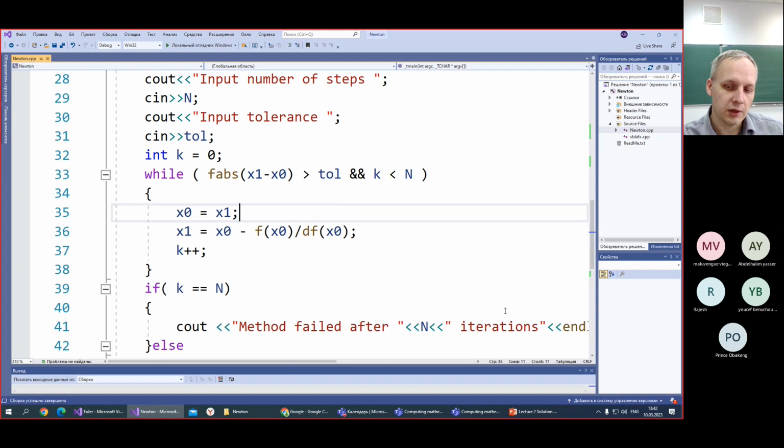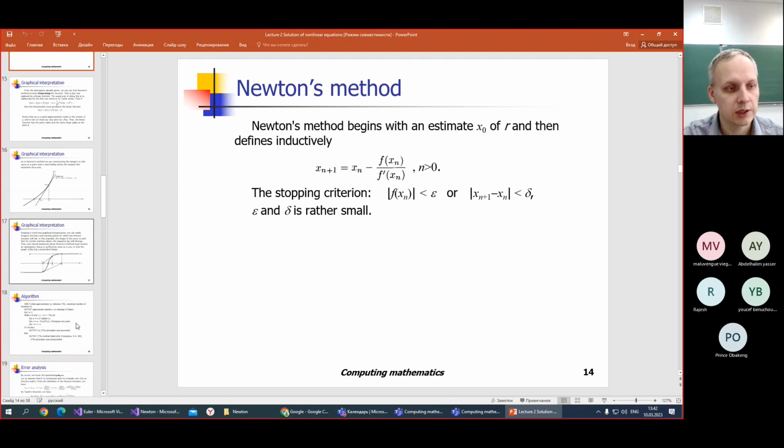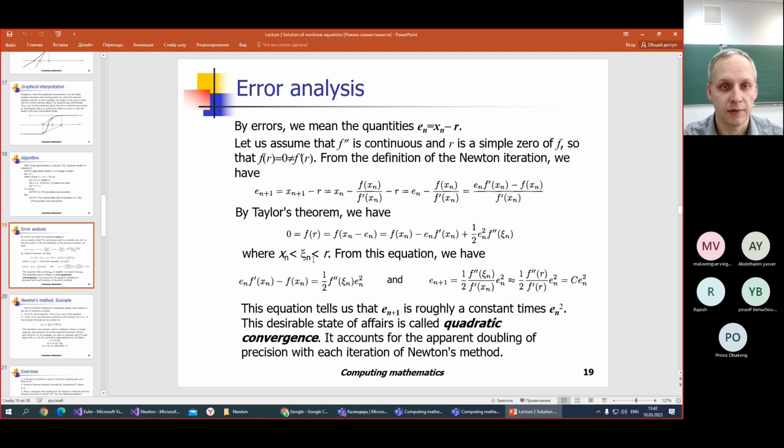As you see, the Newton method is very fast, and it can be proved. It can be proved that this method is very fast. Let's carry out some error analysis.